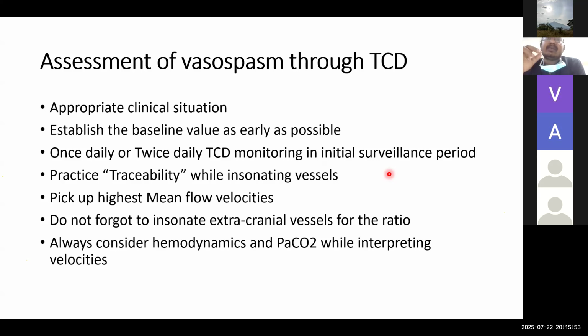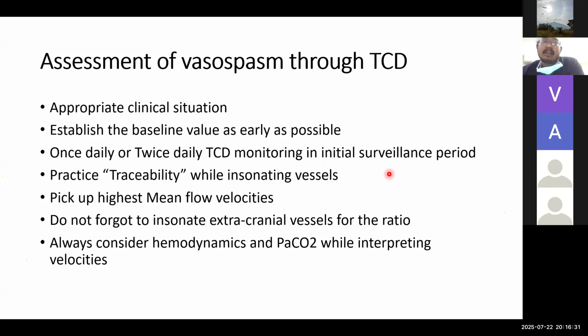So our habit is to just insonate at one point of the middle cerebral artery, we know the velocities, and we say there is no vasospasm. Okay. But the trick is that we need to sequentially measure velocities of a blood vessel, either from proximal to distal or distal to proximal, because sequential insonation of a vessel is important, which we call traceability. It is important because many a times vasospasm is a focal phenomenon.